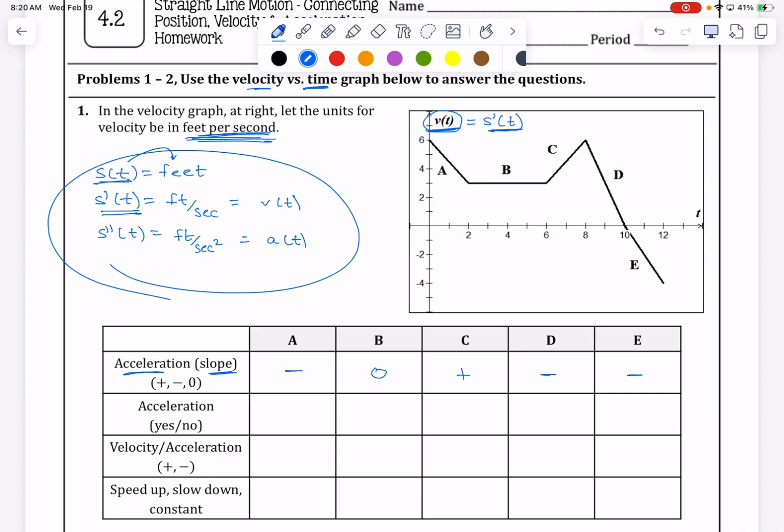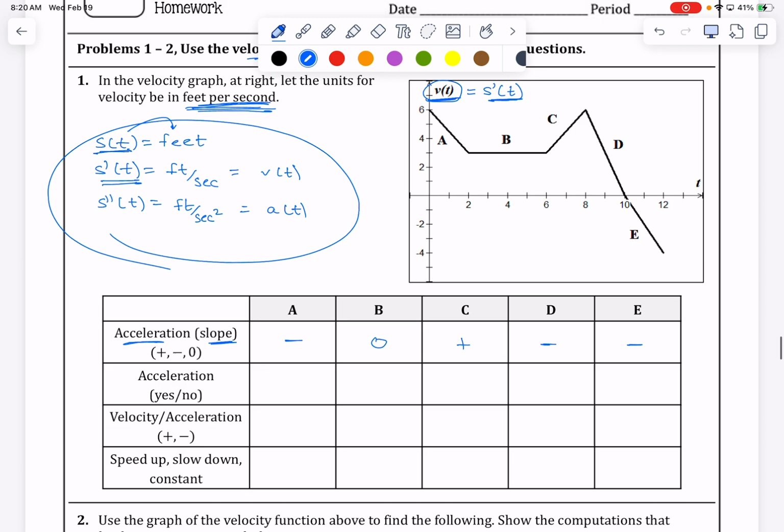I'm not looking for above and below. It's accelerating, going the opposite direction in speed. That's speeding up and slowing down. I'm not worrying about that yet. We'll get to that in a second. I'm just looking at negative acceleration. So E has a negative acceleration.